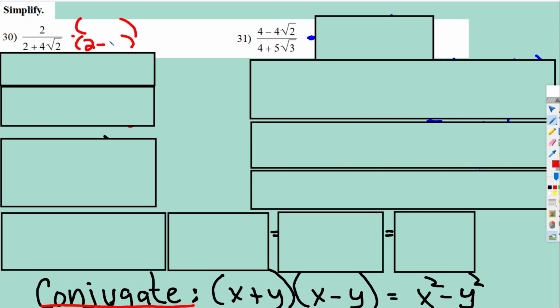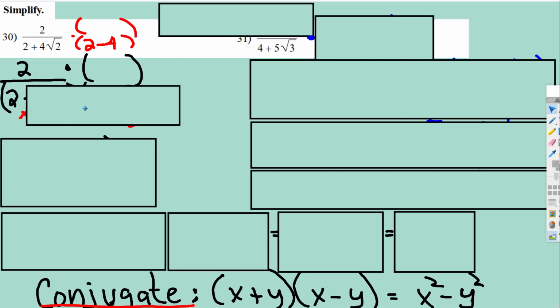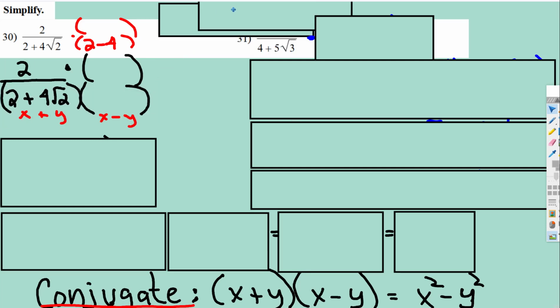This would be 2 subtract 4 root 2, and I'm sure that's what I did here. Oh, I left it blank. There we go. So 2 subtract 4 root 2.